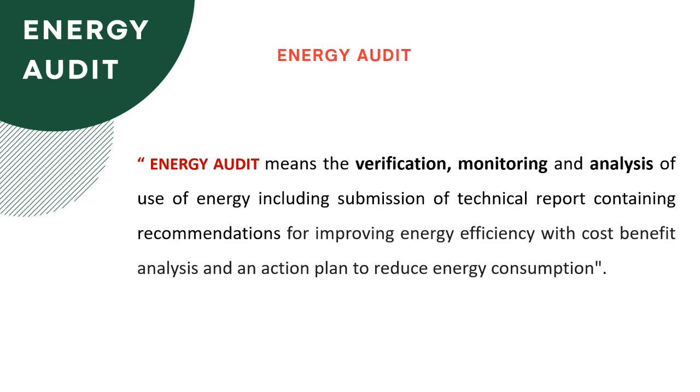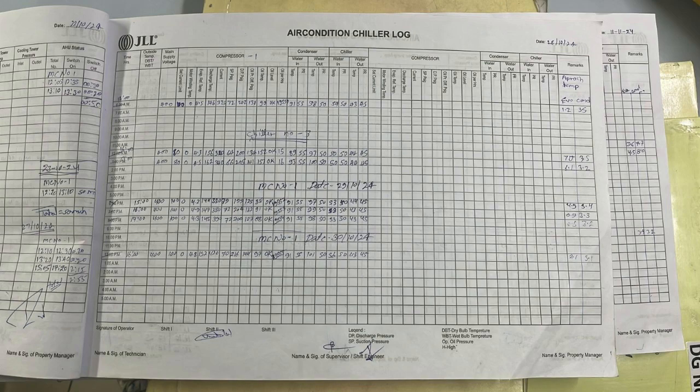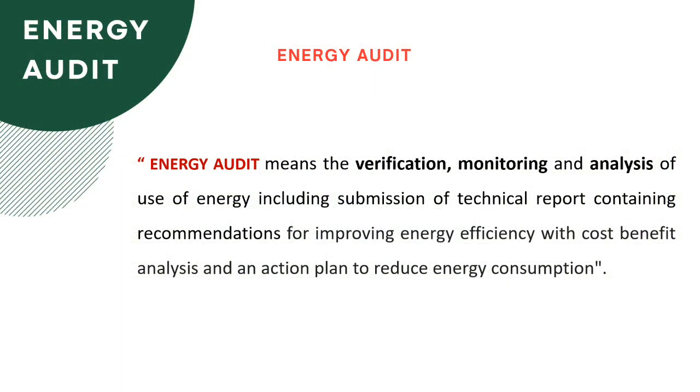So now talking about the definition of energy audit. This is the definition which is being taken as it is from the Energy Conservation Act. So what does it say? It says energy audit means the verification, which is we will go to the site and we'll check the documents and data at your site. So documents will be like energy bills of 1 year and design parameters of a particular equipment. All these are being verified at site.